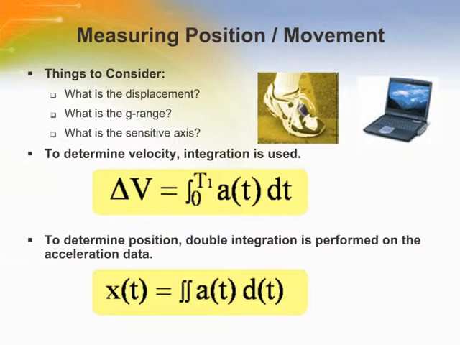For determining velocity, integration is used. To determine position, a double integration is performed on the acceleration data.